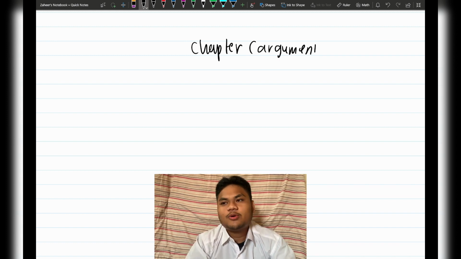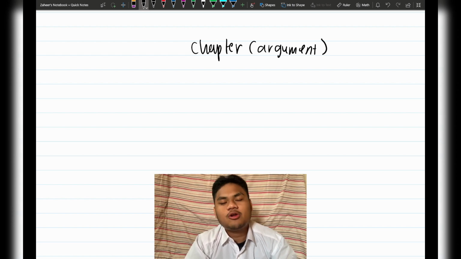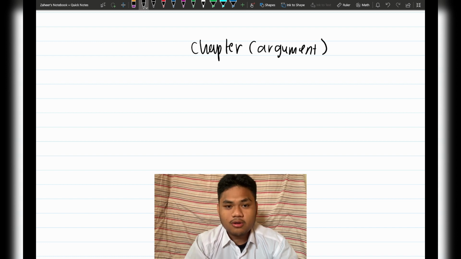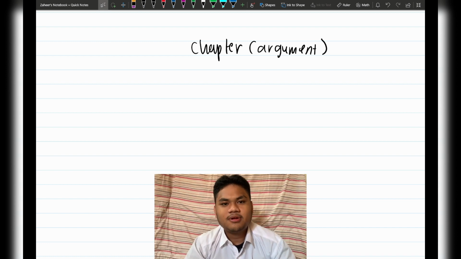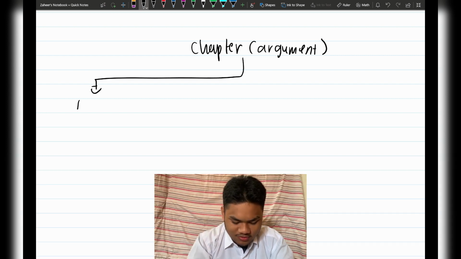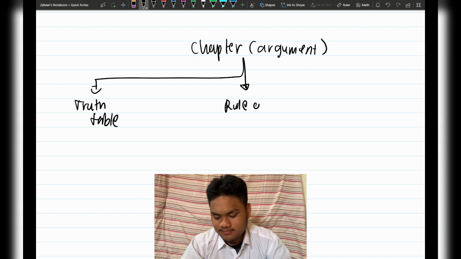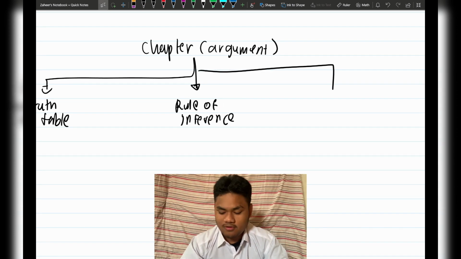So today I will explain about chapter 2, which is argument. For argument, we have learned three methods to prove whether the statement is logically equivalent or not. So what are the methods in argument? We have three methods. First, truth table. Second, rule of inference. And lastly, law of logic.